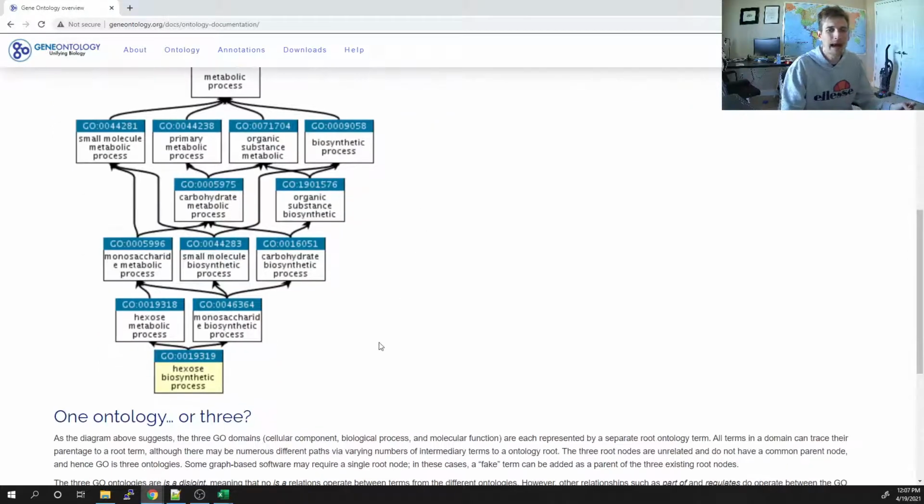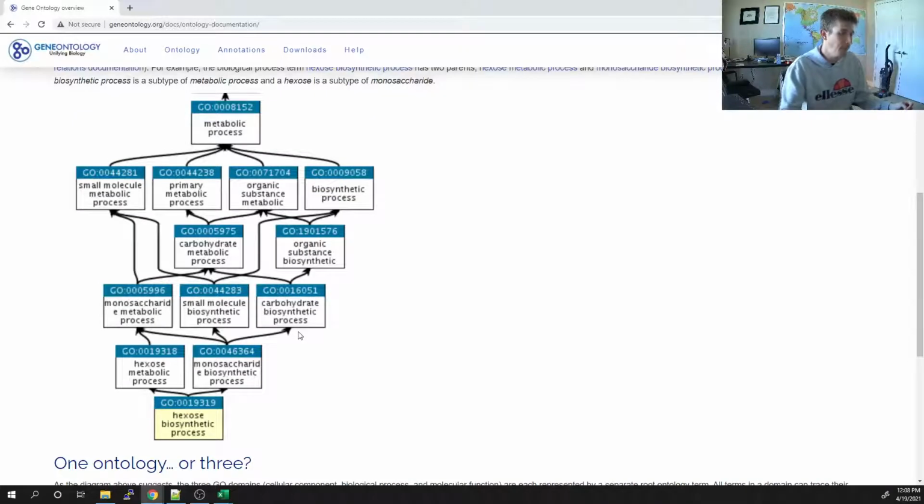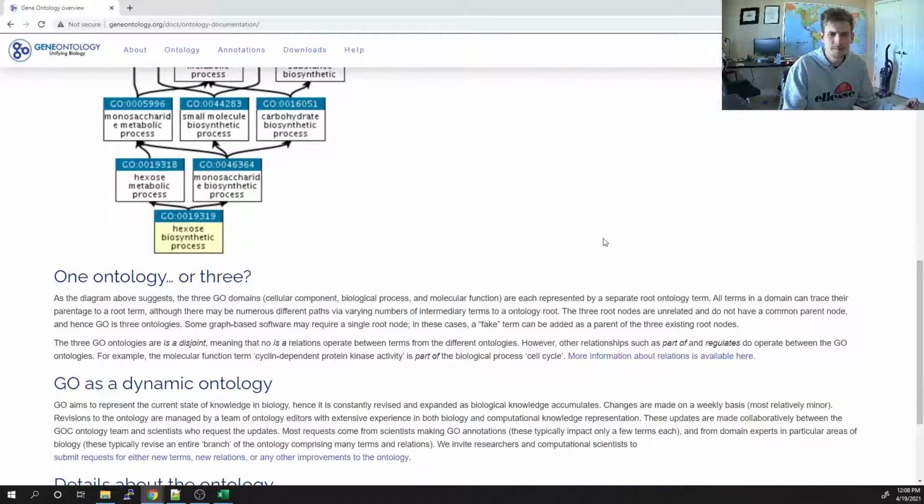Or, for example, if we have monosaccharide biosynthetic process, whatever that gene is involved in, either the construction or breakdown of a carbohydrate, it's going to get monosaccharide biosynthetic process. But that's also a part of the metabolic process. So these GO terms get kind of nested generally. Even the most descriptive GO term is still going to be kind of vague and nested within a larger, more generic process.